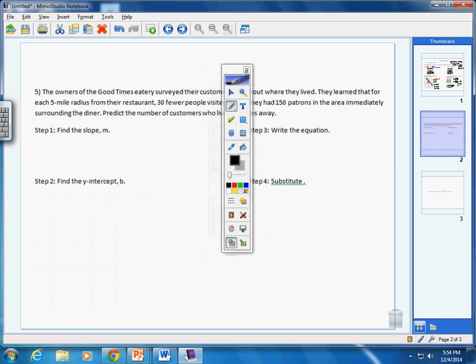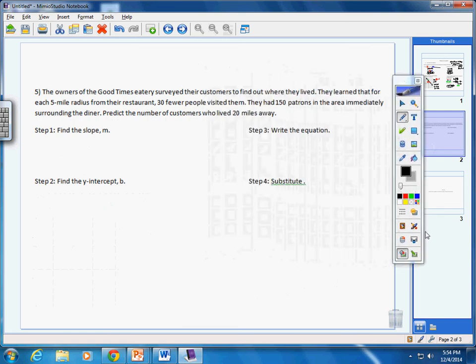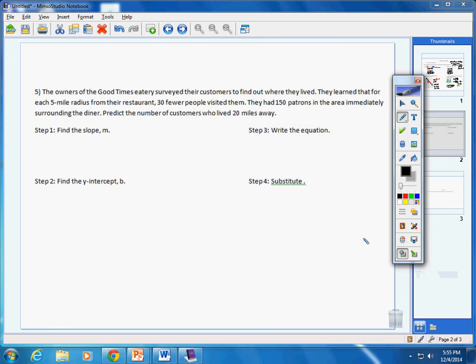Alright, last one. Better move this out of the way. We've got a 4-step process going on here, so this one will take us a minute. The owners of the Good Times Eatery surveyed their customers to find out where they lived. They learned that for each 5-mile radius from the restaurant, 30 fewer people visited them. That means people who live further away are less likely to visit that restaurant. It makes sense. They had 150 patrons in the area immediately surrounding the diner. Predict the number of customers who lived 20 miles away.